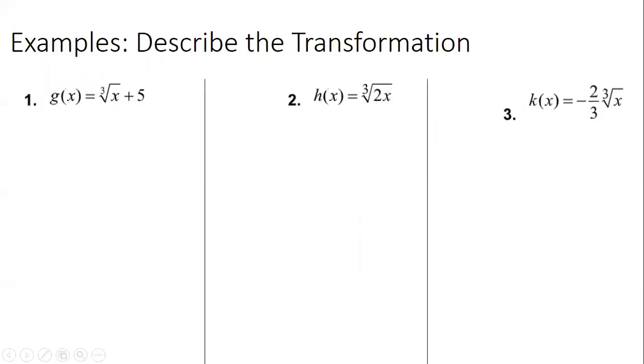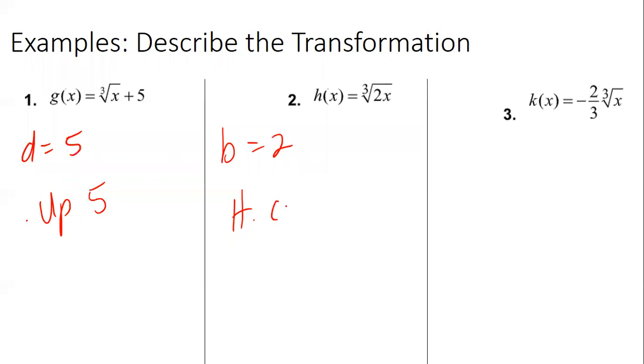All right. On number 1, which variable am I given? A, B, C, or D? D. We have D equals 5. What does that mean? We go up 5. Perfect. On 2, what variable am I given? B. And what does that mean? Horizontal compression.